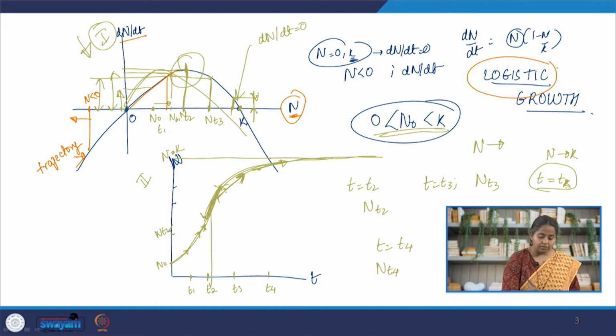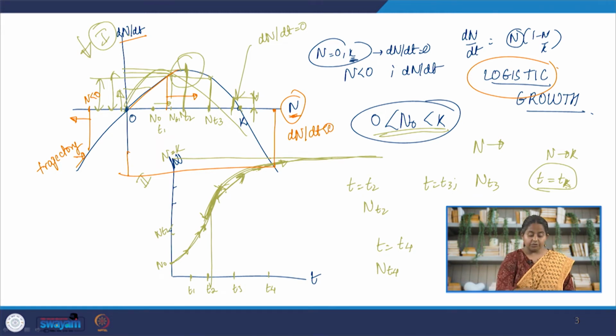If dn by dt is positive, I know n is going to move towards the right side, it's going to increase. Here also n is positive but it is bigger than k, so dn by dt is negative, so n is going to reduce. So this gives me qualitative information regardless of time for any given value of n. These kinds of graphs are known as phase portraits.